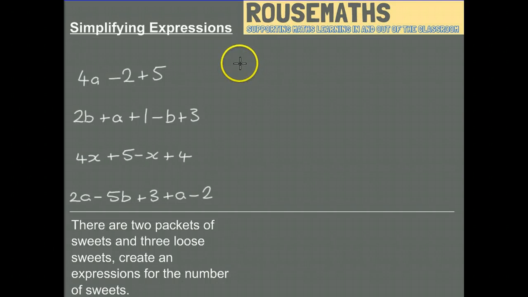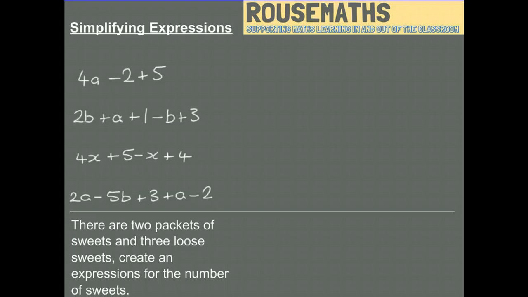Hi there, we're looking at simplifying expressions. Expressions are collections of algebraic terms, so 4a and 2b as you'll see there, and also maybe some number terms as well. And it's an expression if it's not equal to anything. So 4a minus 2a minus 2 plus 5 is an expression.